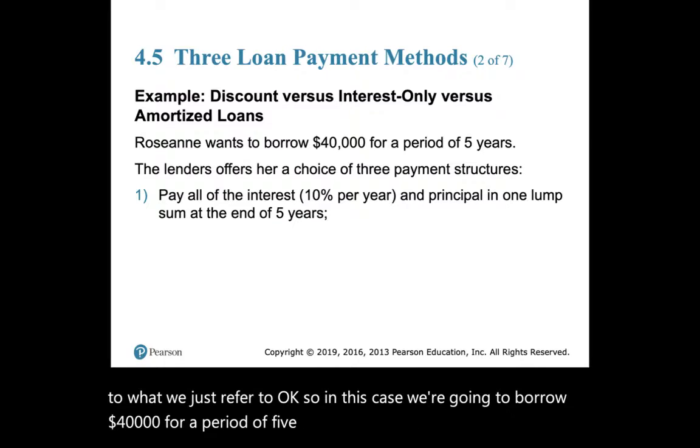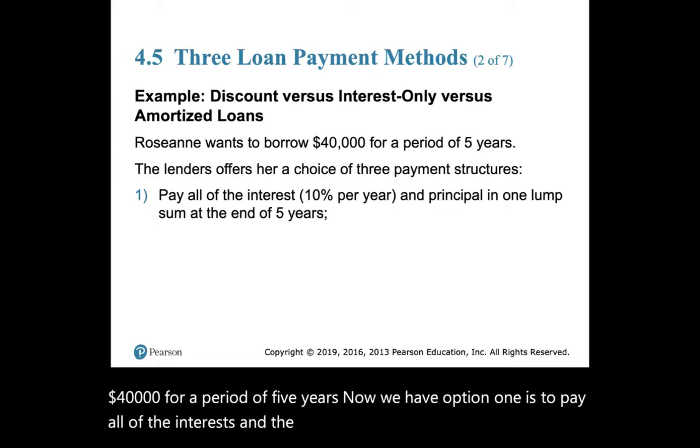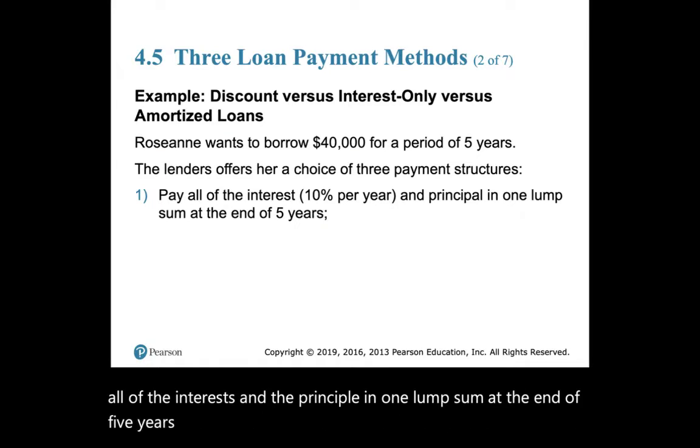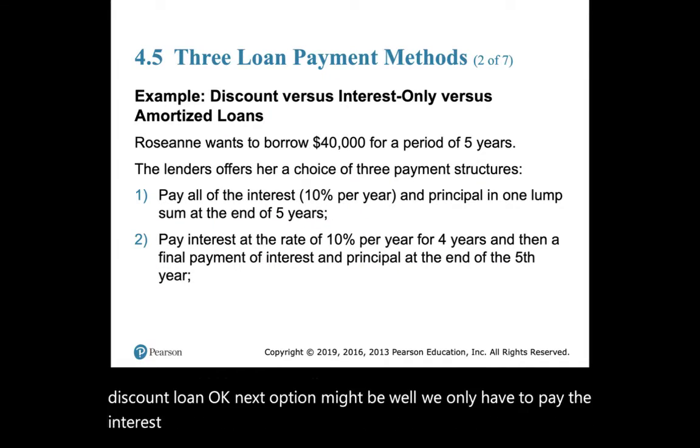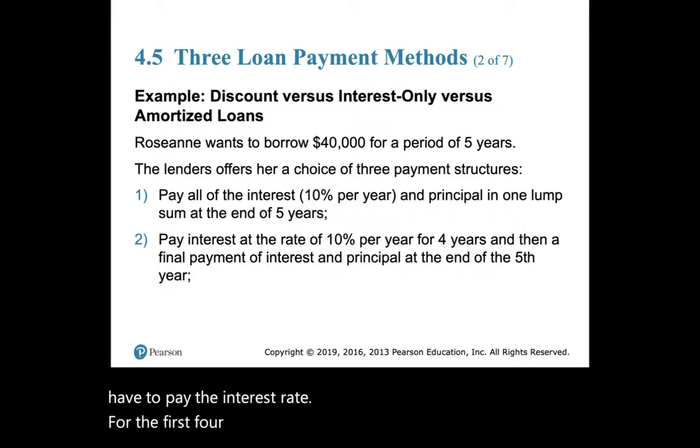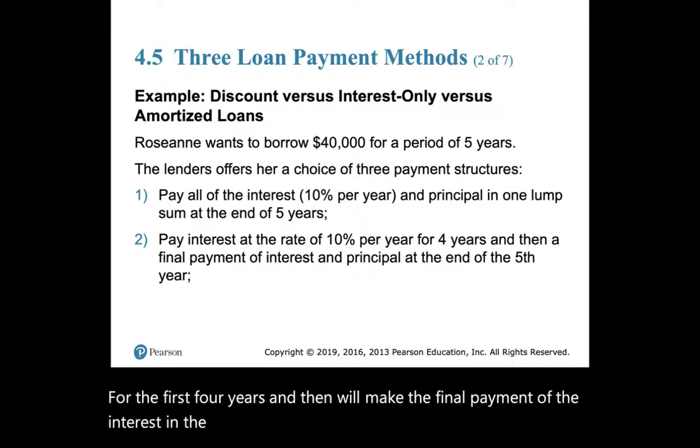Option one is to pay all of the interest and the principal in one lump sum at the end of 5 years. That sounds like an interesting type of loan, perhaps a discount loan. The next option might be, well, we only have to pay the interest for the first 4 years, and then we'll make the final payment of the interest and the principal at the end of the 5th year. Okay, that sounds familiar as well.